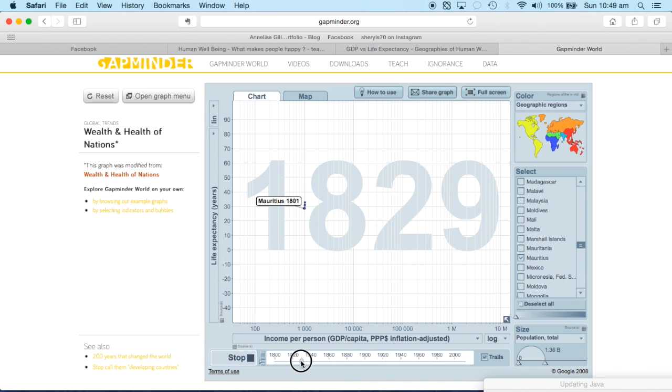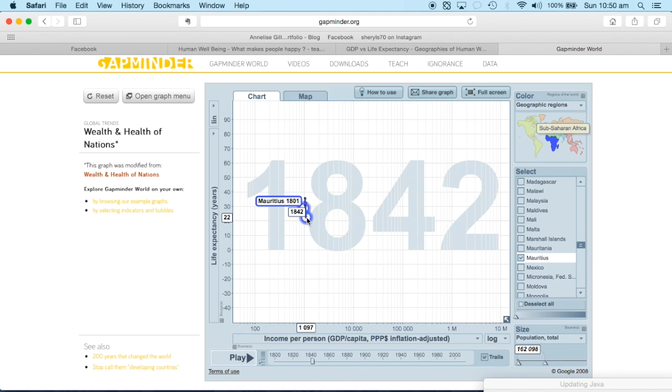Okay. So we find in 1801, we can assume that's when the records were taking place. 1840, we drop down to a life expectancy of 22. Okay, so how do I find out what happened in Mauritius in 1842?